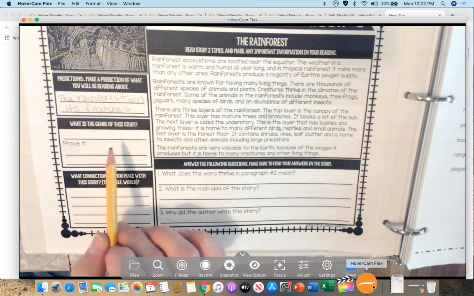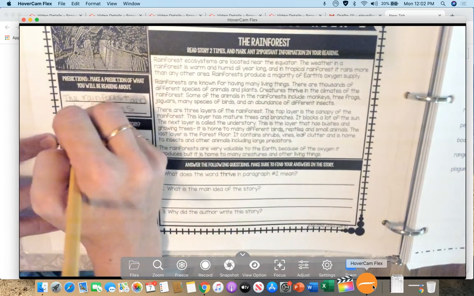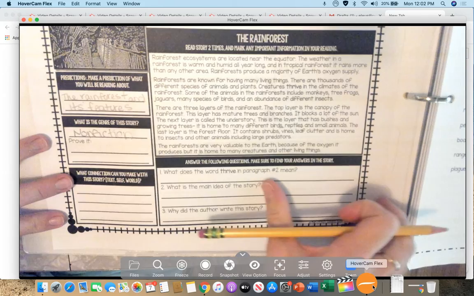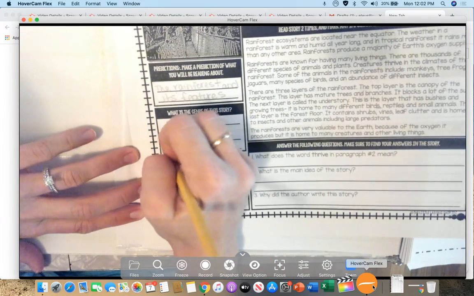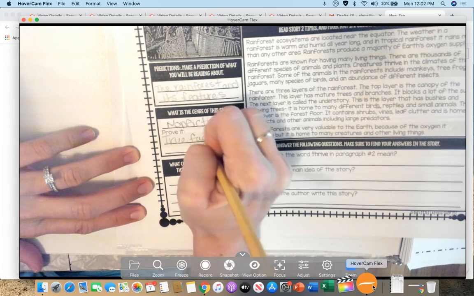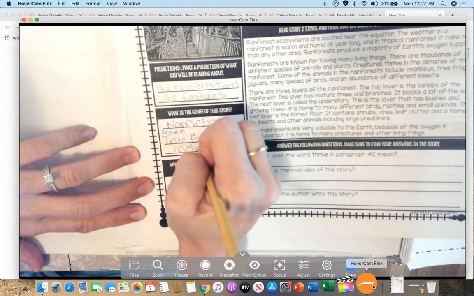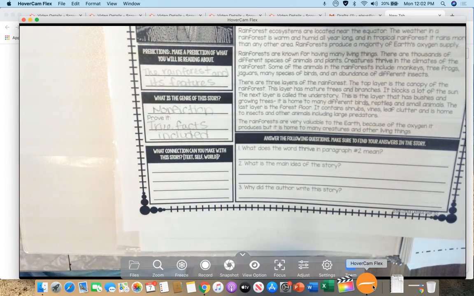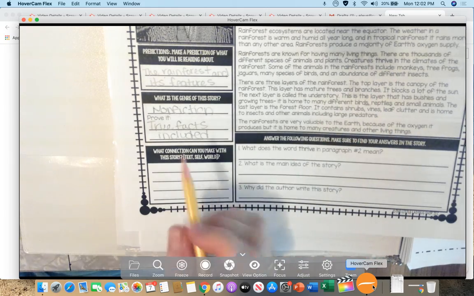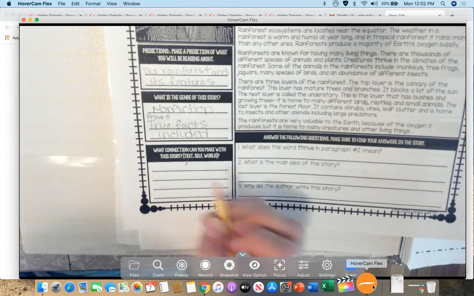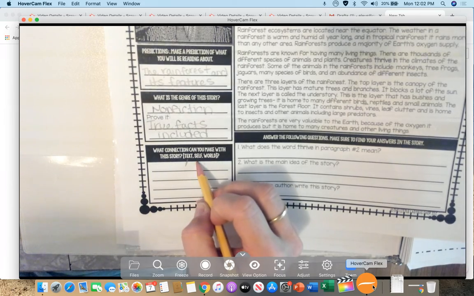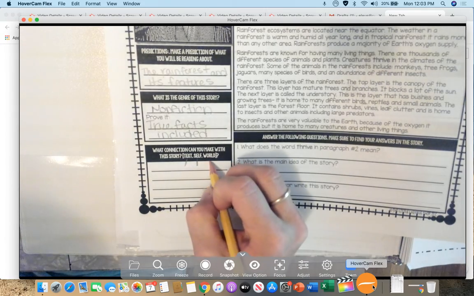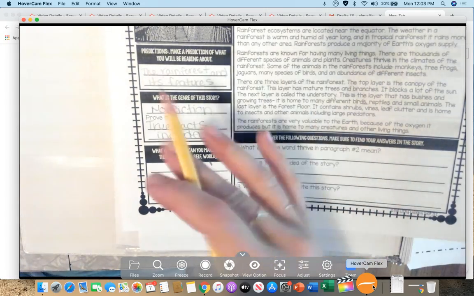Okay, what is the genre of this story? This genre is nonfiction. How do we know it's nonfiction? Because there are true facts listed. What connection can you make with the story? So remember, how do we make connections to anything we read? You can relate it to another book or article you've read. You can relate it to yourself if you've ever been to a rainforest, or you can relate it to the world. Can you relate this to something going on in the world?